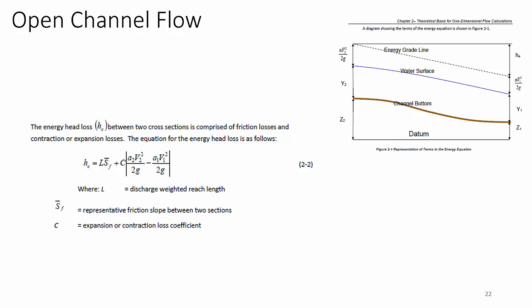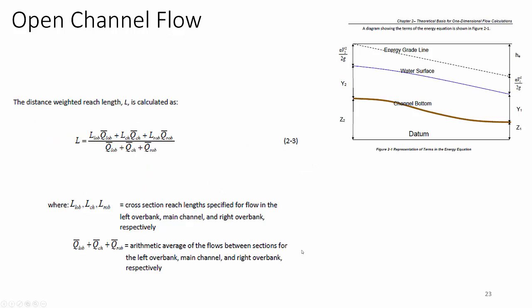The energy head loss between two cross sections is comprised of friction losses and contraction or expansion losses. So this is the equation for a head loss, which is H sub E up here. It's the discharge weighted reach length times the representative friction slope, which we'll return to in a moment, plus C, which is the expansion or contraction loss coefficient, times the absolute value of the differences between these characteristics, upstream and downstream.